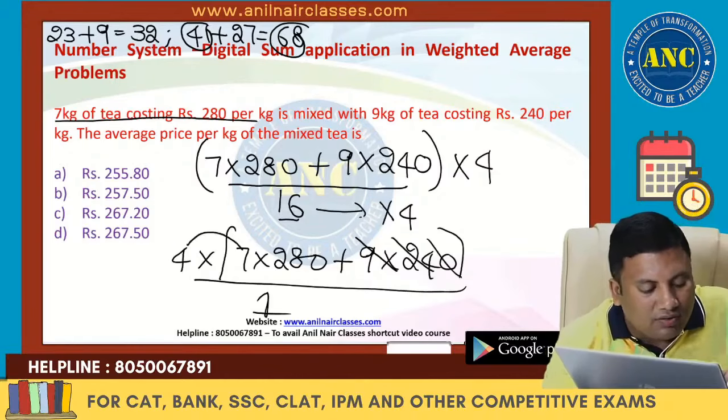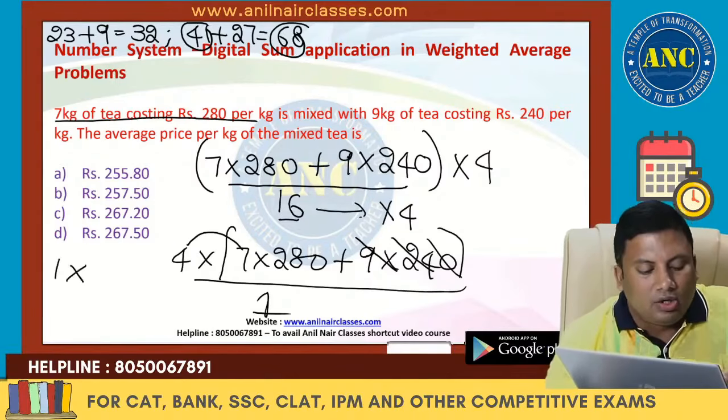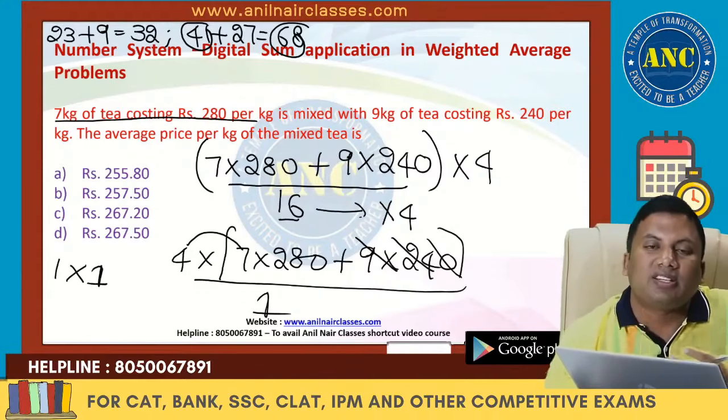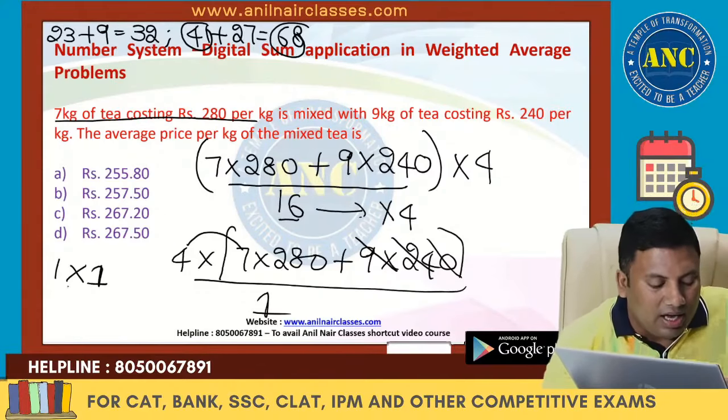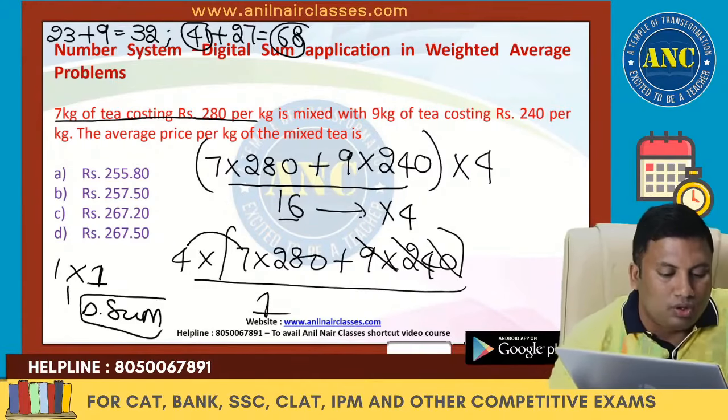4 sevens are 28, digital sum is 1. 280, it is 1. 1 plus 9, 10. 10, it is 1. The answer's digital sum should be 1.